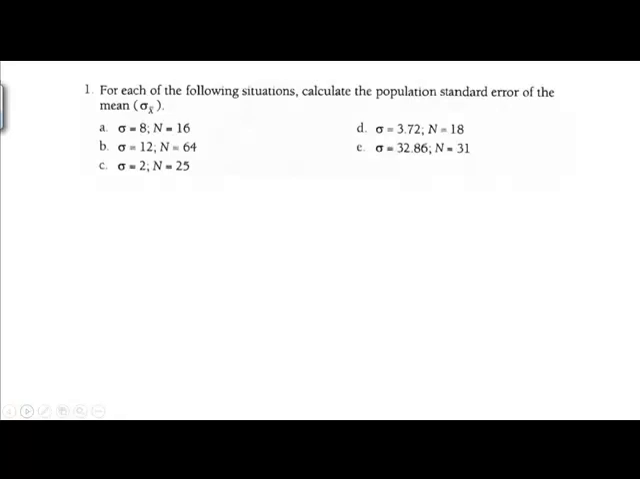Question 1 asks us, please calculate the population standard error of the mean. So sigma with a subscript of x bar. This is equal to the sigma that we're given for the population divided by the square root of n. N is our sample size. So let's do A.